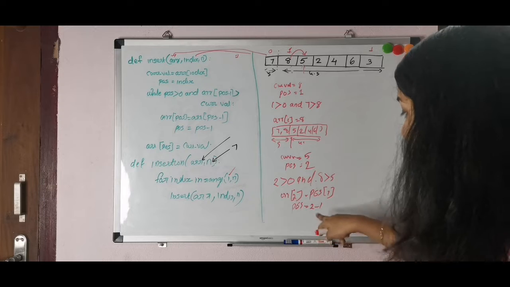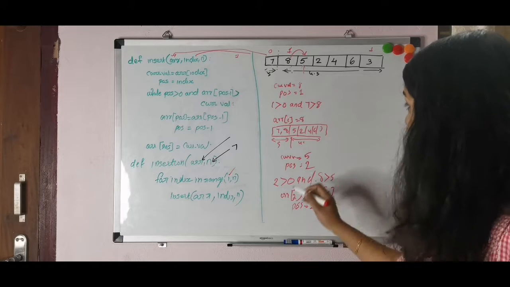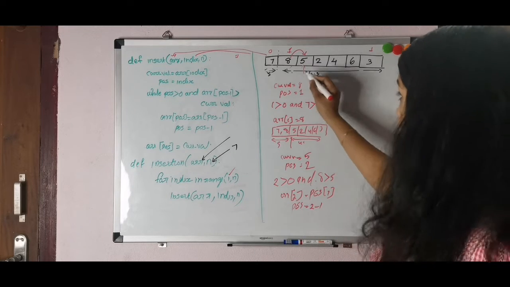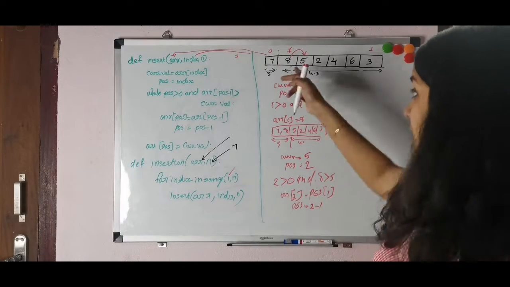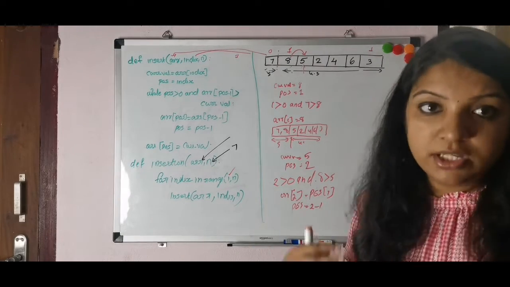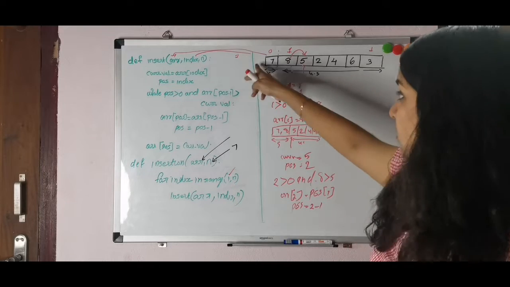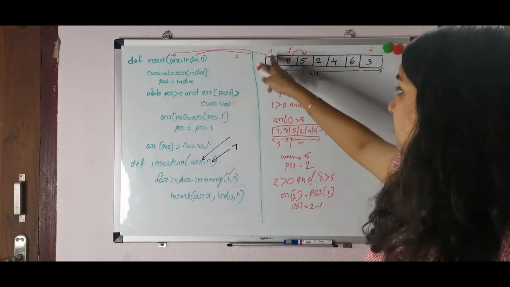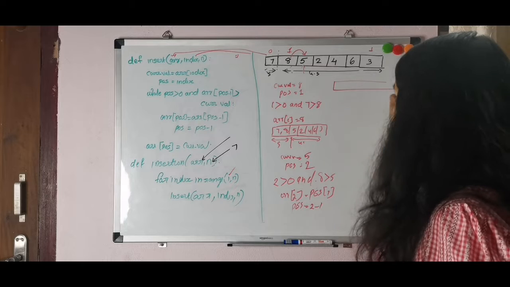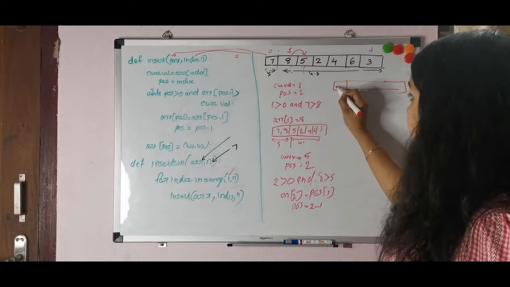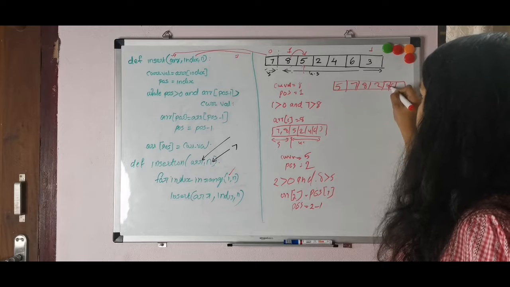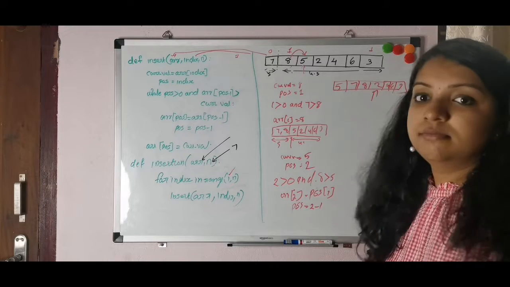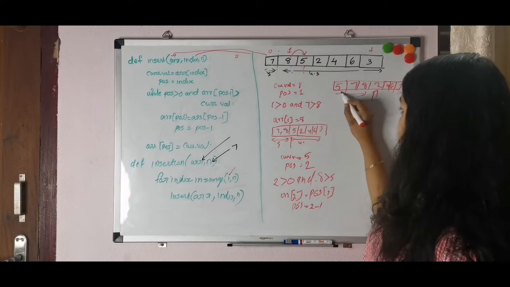Then again this loop will work, and after this iteration what will happen? This 5 is checking with 8, which is already greater, 5 is checking with the 7, which is already greater, and then there is no element, right? Then the 5 will go to this position. So that means 5, 7, 8, 2, 4, 6, 3. So this part is already sorted.